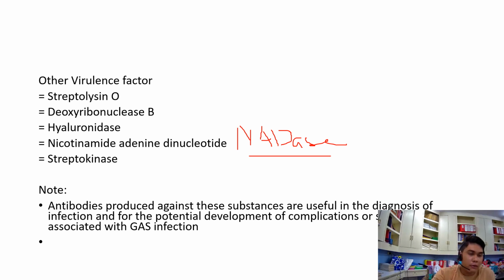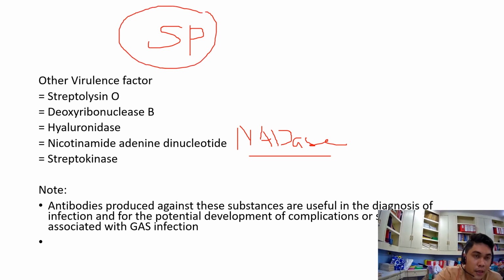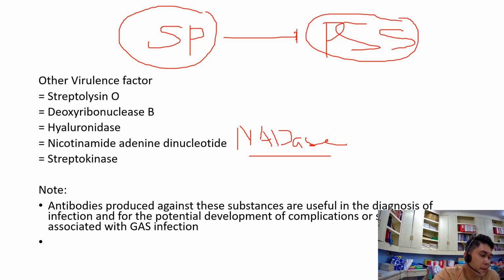Now, regarding GAS, or group A strep, or S. pyogenes, S. pyo, it can cause sore throat. And the problem with S. pyo is that it can cause post-streptococcal sequelae. Examples of post-streptococcal sequelae are glomerulonephritis and acute rheumatic fever.